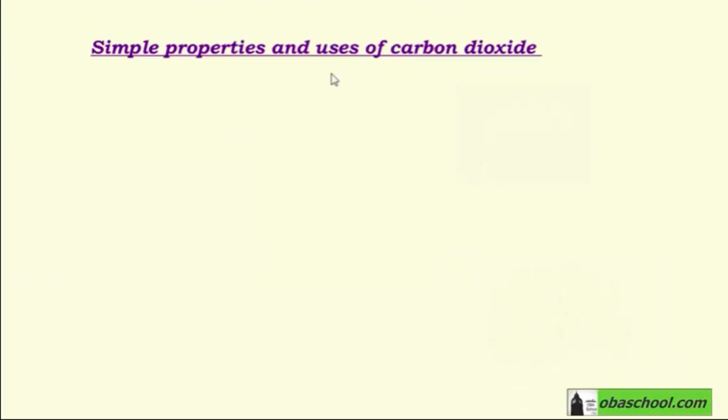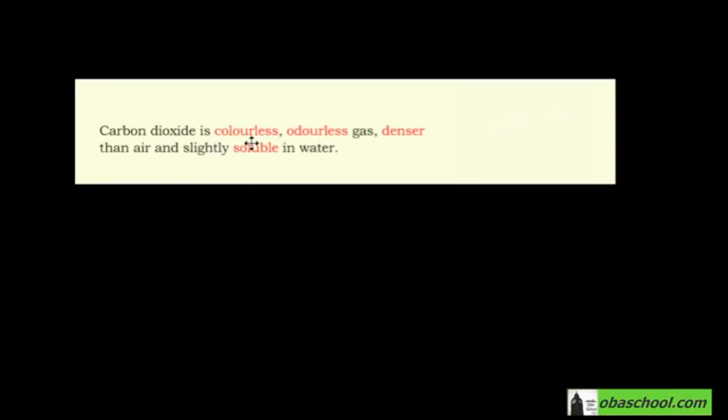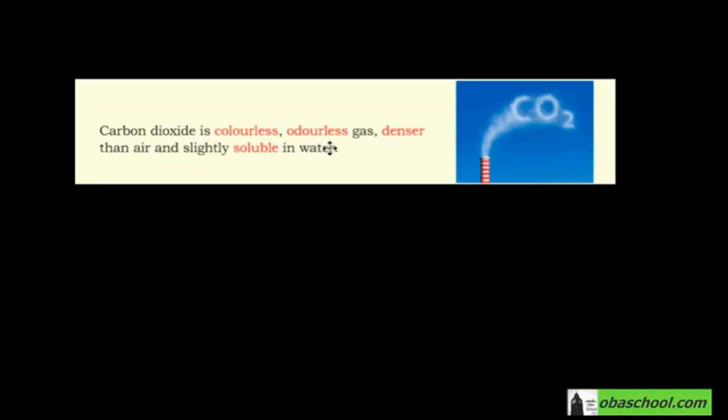Simple properties and uses of carbon dioxide. Carbon dioxide is a colorless, odorless gas, denser than air, and slightly soluble in water. So CO2 is colorless, it has no color. Odorless, it has no smell. It's denser than air and slightly dissolves in water.